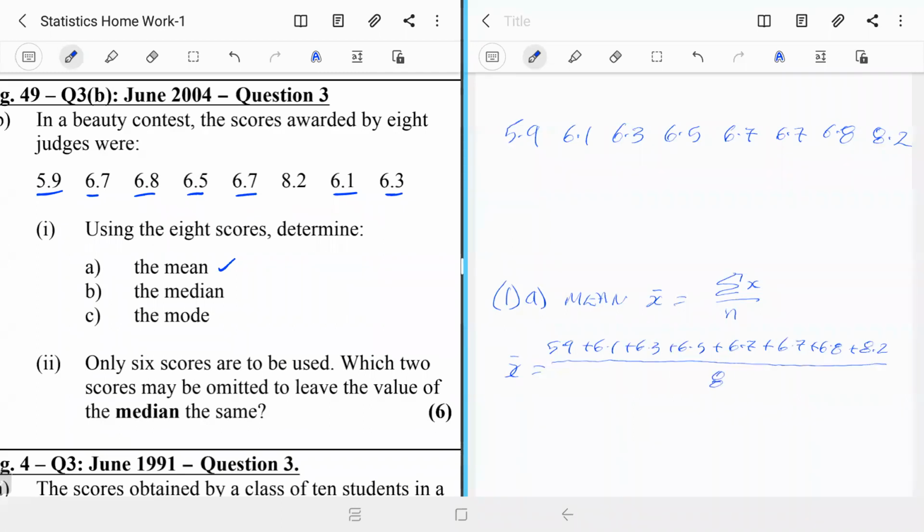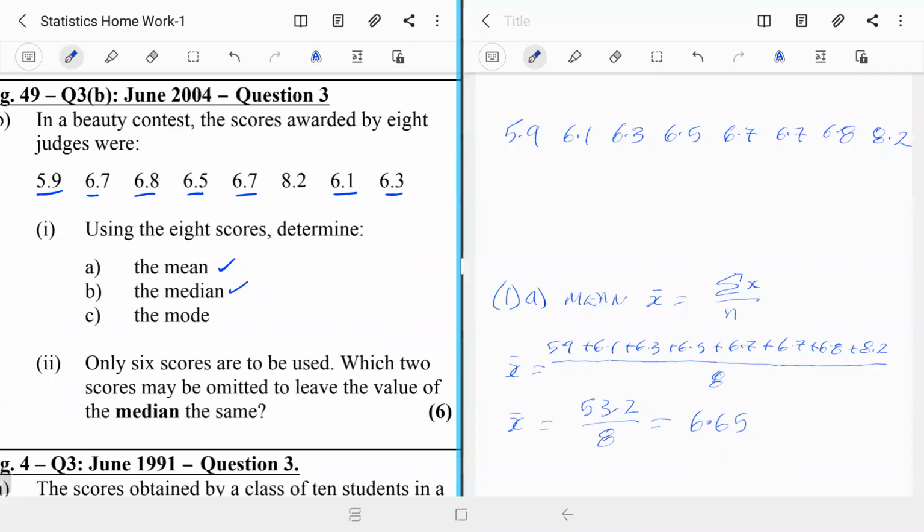All right, can anybody do this calculation for me? Let's add them up. Tell me what the total is. 53.2, sir. 53.2 divided by 8. And so the mean score divided by 8, tell me now. 6.65, sir. 6.65. All right, thanks for that. So the mean is 6.65. Nice and easy. The next value that I want is the median.